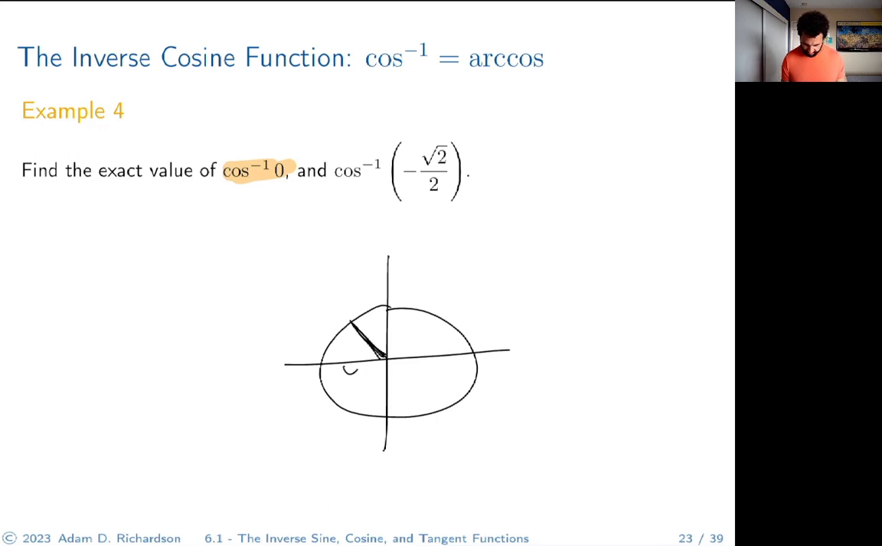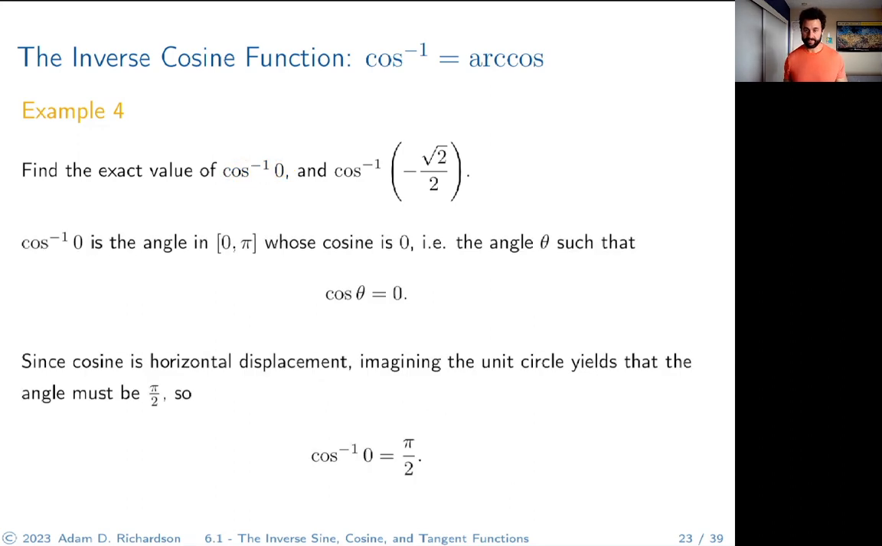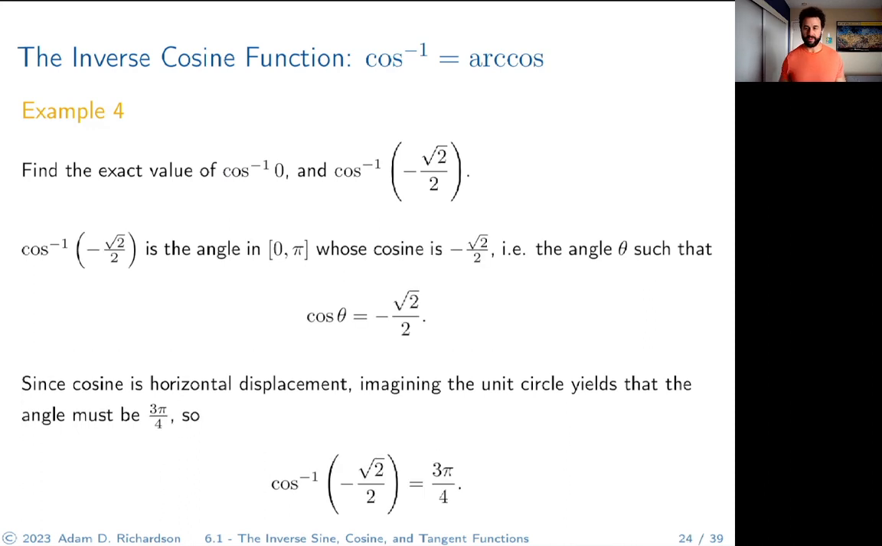Right, so this value right here is negative root 2 over 2, and this angle right here is going to be what? 3/4 of a pi. So 3 pi over 4. Yeah, 3/4 pi. So what is arc cosine of negative root 2 over 2? It's 3 pi over 4. And that's the idea. That's pretty much it.